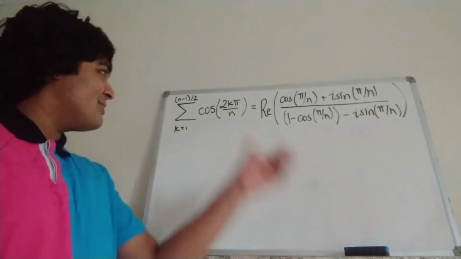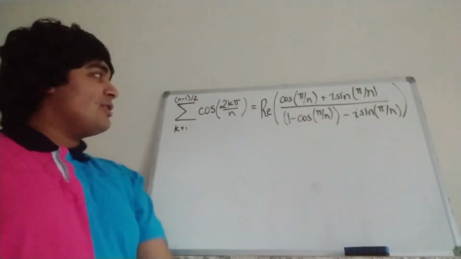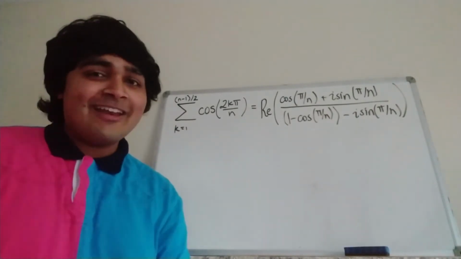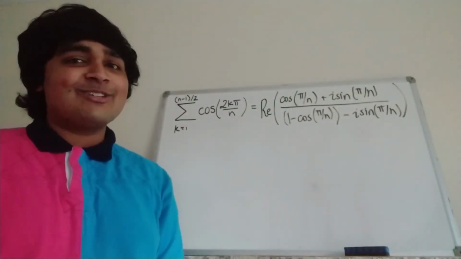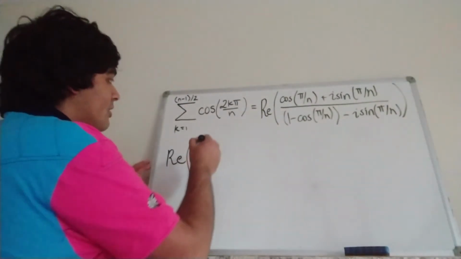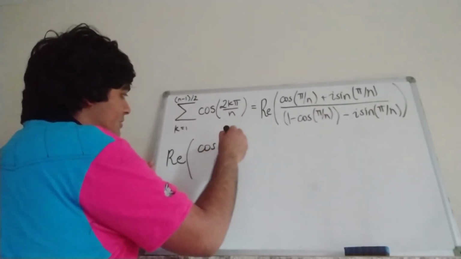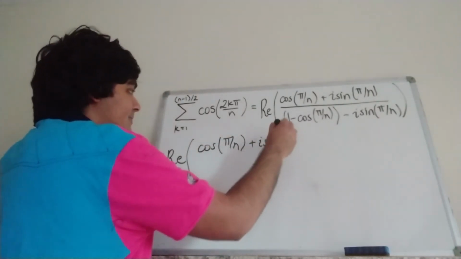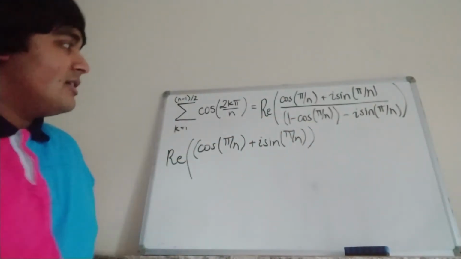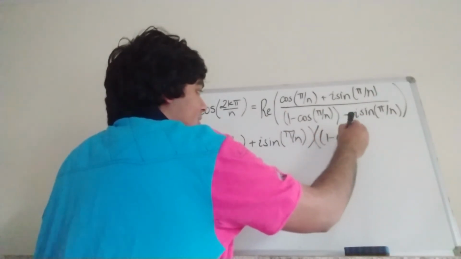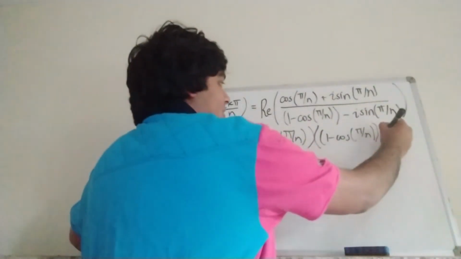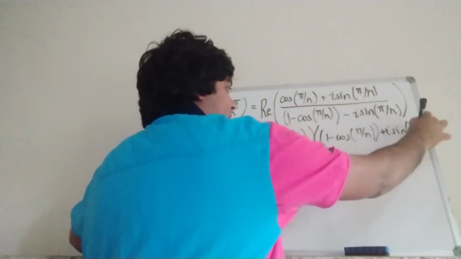Okay, so we're at the final step now. We've shown that the summation we're trying to evaluate is equal to the real part of cos pi over n plus i sine pi over n divided by 1 minus cos pi over n minus i sine pi over n. And as I said, we're going to multiply the top and bottom by the complex conjugate of the denominator here. So this is equal to the real part of cos pi over n plus i sine pi over n times the complex conjugate of this guy here. So that's just 1 minus cos pi over n, and then we're going to flip the sign here, so it's plus i sine of pi over n, like so.